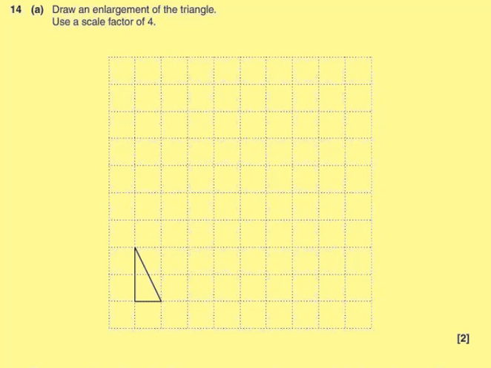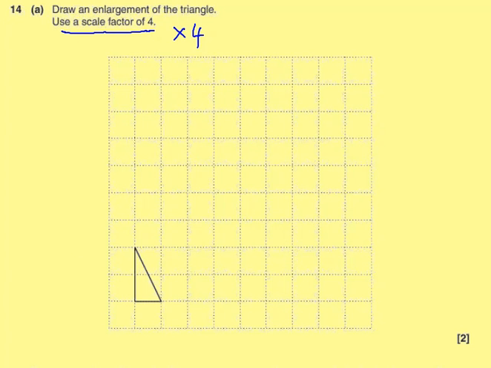Question 14, part A, it says draw an enlargement of the triangle, use a scale factor of 4. Well, notice it doesn't mention anything about a centre of enlargement, so we simply need to draw a triangle that is 4 times as big as the triangle that was shown. So we don't need to worry about its position, about where it's drawn, because it just says use a scale factor of 4, not the centre of enlargement.